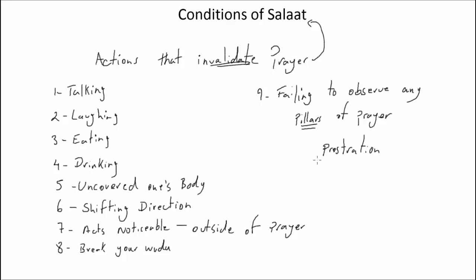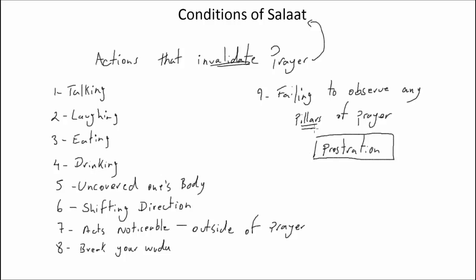Or at least make it up, but if you miss one prostration, make sure you repeat the unit that you were praying. Again, everything will make sense once we start getting into how the prayer looks. But for now, just know that if you end up failing to observe any of the pillars of the prayer, for example skipping the step of prostration, that's pretty much invalidating your prayer, and you'll have to start your prayer again.